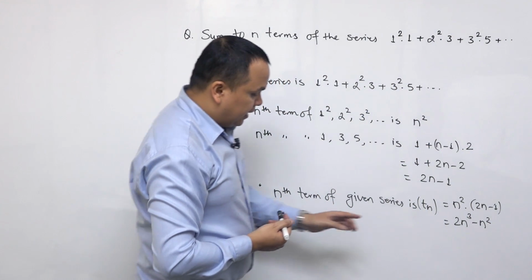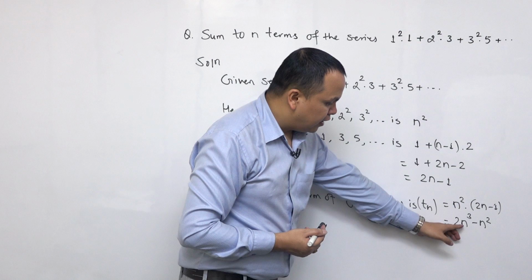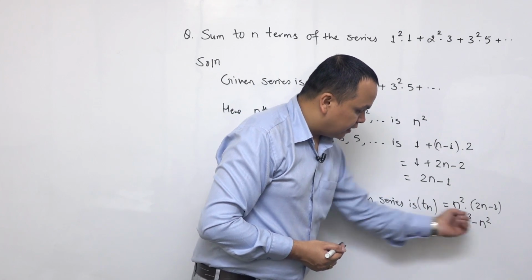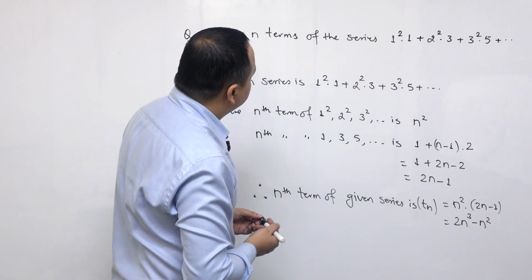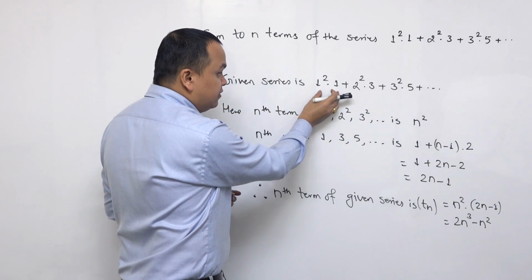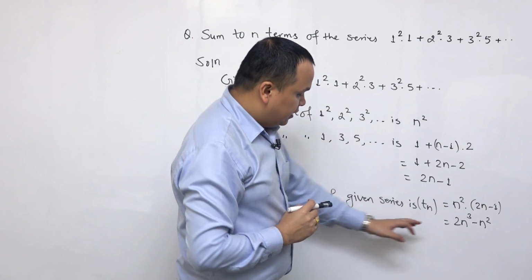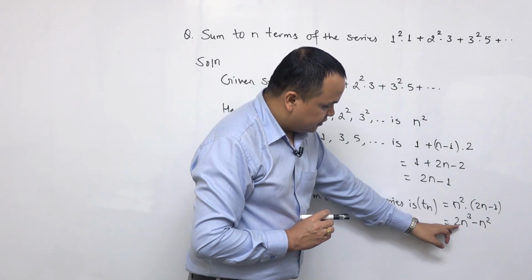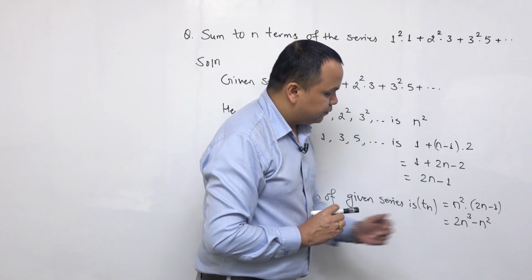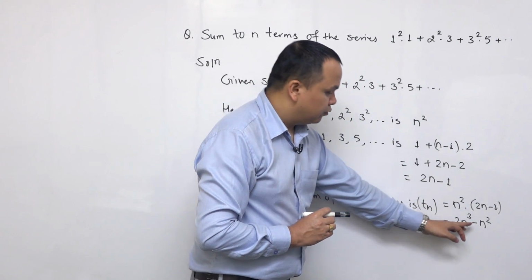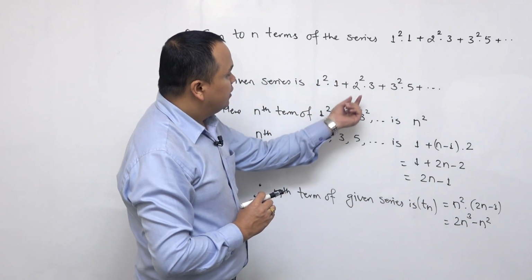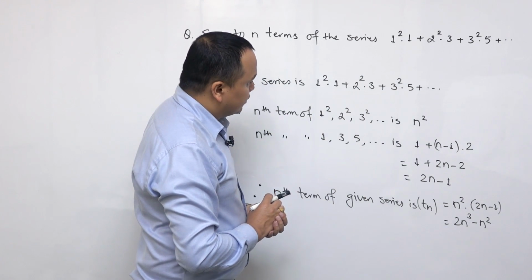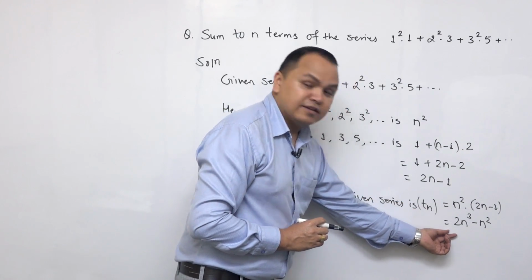If we put n is equal to 1, then it gives 2 into 1 minus 1, 2 minus 1, 1. Our T1 is 1. Similarly, if we put n is equal to 2, then 2 into 2 cube, 16, minus 2 square, 4. The 16 minus 4, 12. Here, our T2 is 2 square into 3, 12. So our Tn is 100% correct.